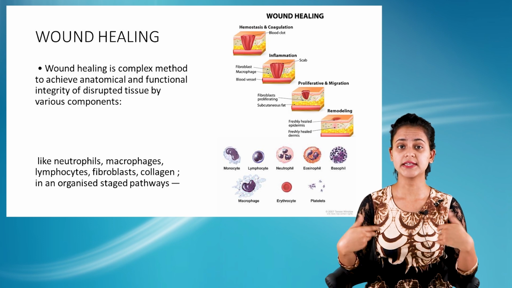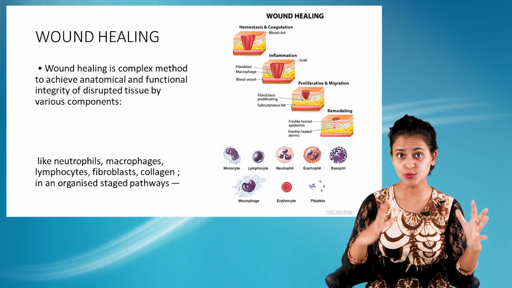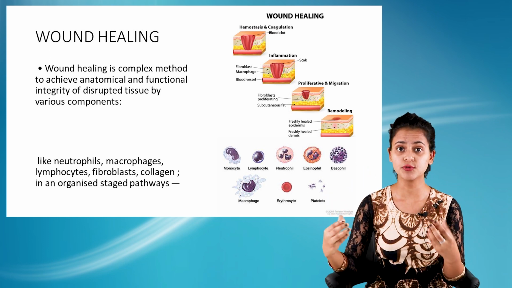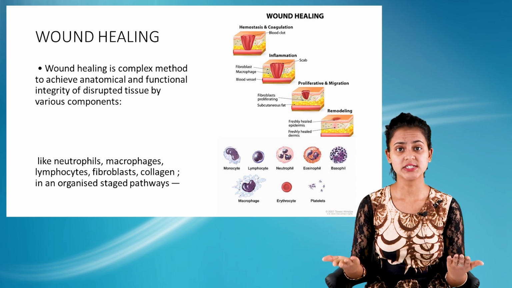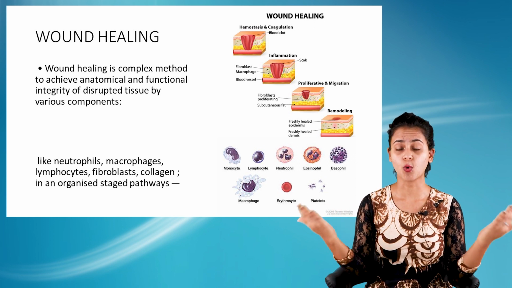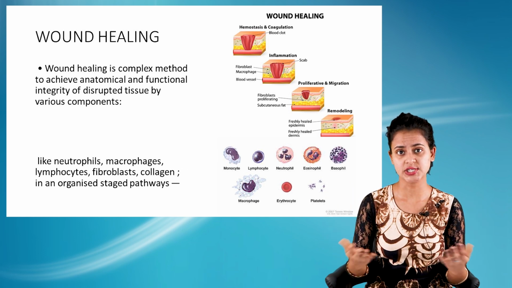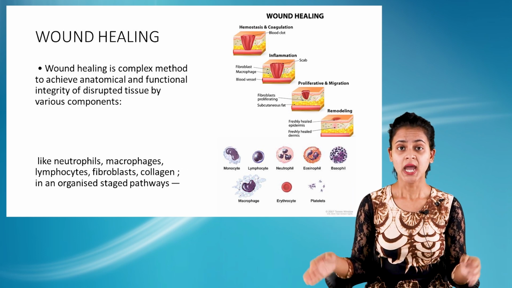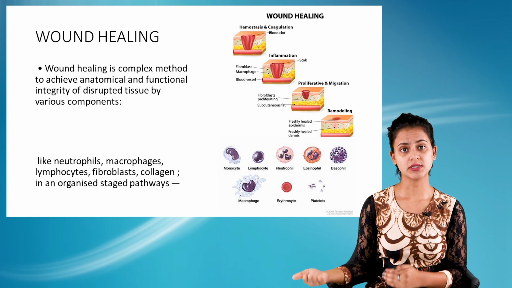Basically the cells like neutrophils, macrophages, lymphocytes, basically the immunity related or immune system related cells, as well as the collagen fibers, the fibrinogen fibers also will be helping in the formation or in the initiation of the wound healing. Now, what are the stages of wound healing we are going to learn here?